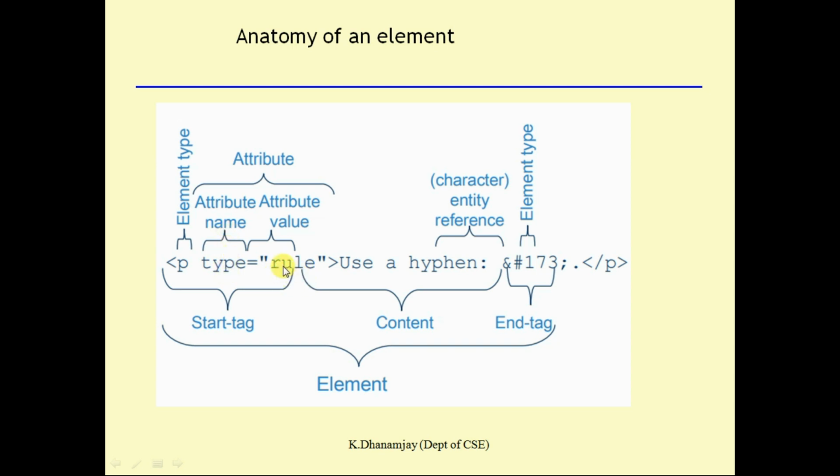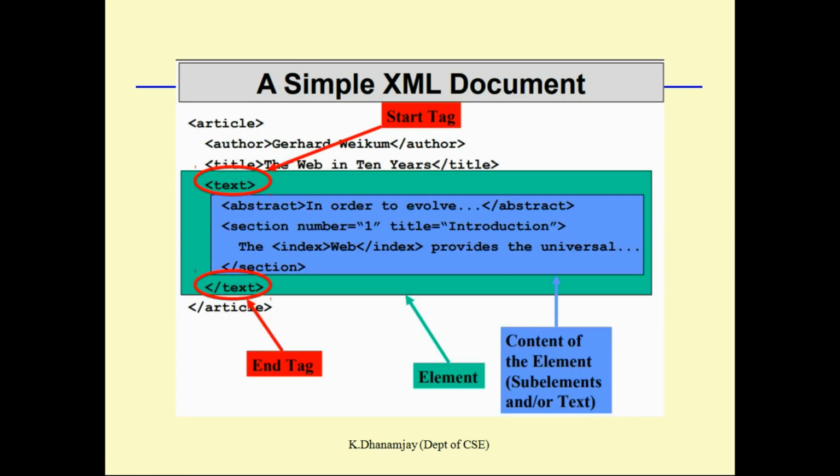Let's see a simple XML document, how it looks. So this is an XML document. You can write the same entire code in Notepad, and you can save it with the name article or whatever name you want. You can save the name with .xml and run that application, which displays the data.